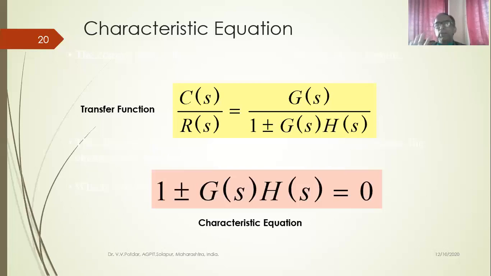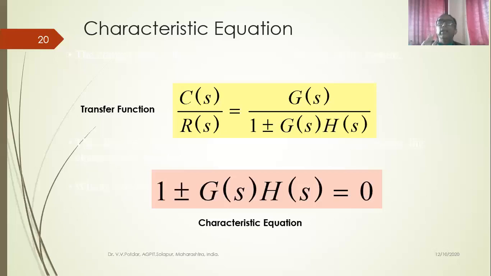Now, for my spring mass dashpot system to operate smoothly, to operate in a stable manner, I can tell the designer what values of stiffness K, what values of B, and what values of mass the designer should use so that the system remains stable. Please listen to me very carefully.